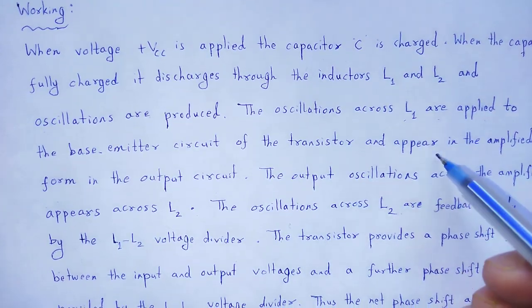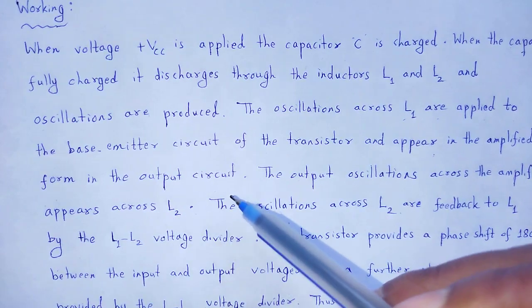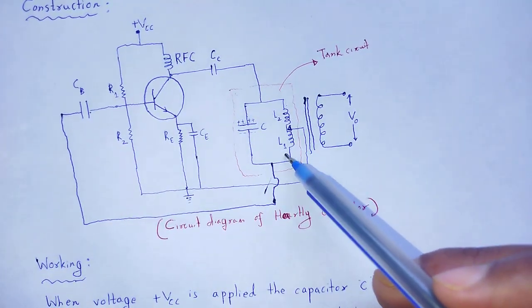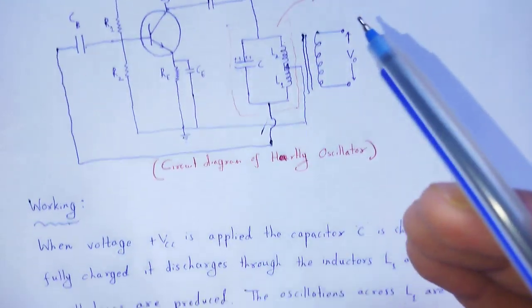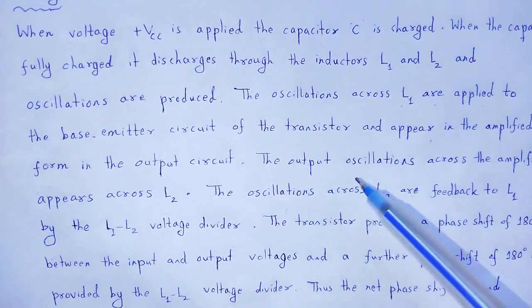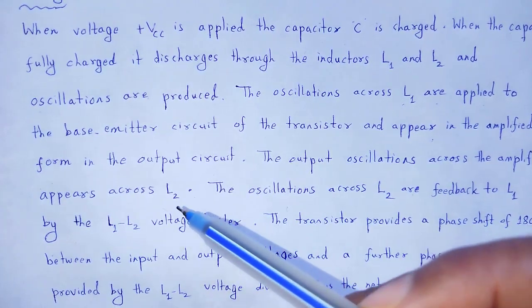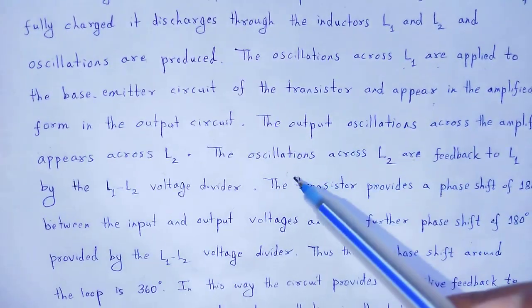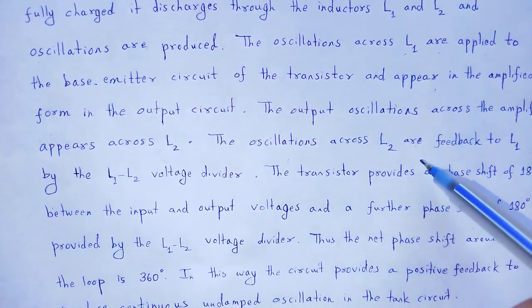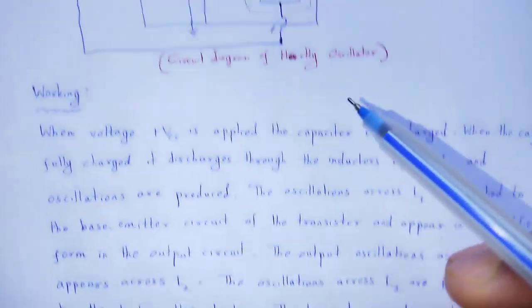The oscillations across L1 are applied to the base emitter circuit of the transistor and appear in the amplified form in the output circuit. The output oscillations across the amplifier appear across L2. The oscillations across L2 are fed back to L1 by the L1 L2 voltage divider.